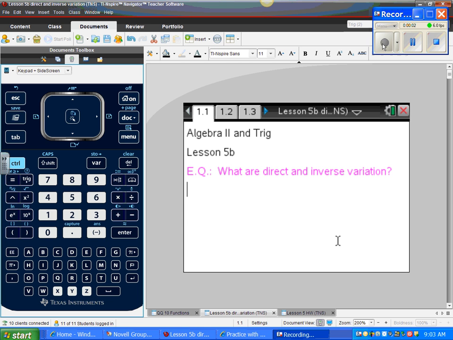Okay, so what we're going to be talking about today is direct and inverse variation. That's the lesson for today. It's a little bit different from what we've been doing. It's not difficult, but you have to remember 2 steps. Think you can remember 2 steps? Okay, I hope so. All right, next page.